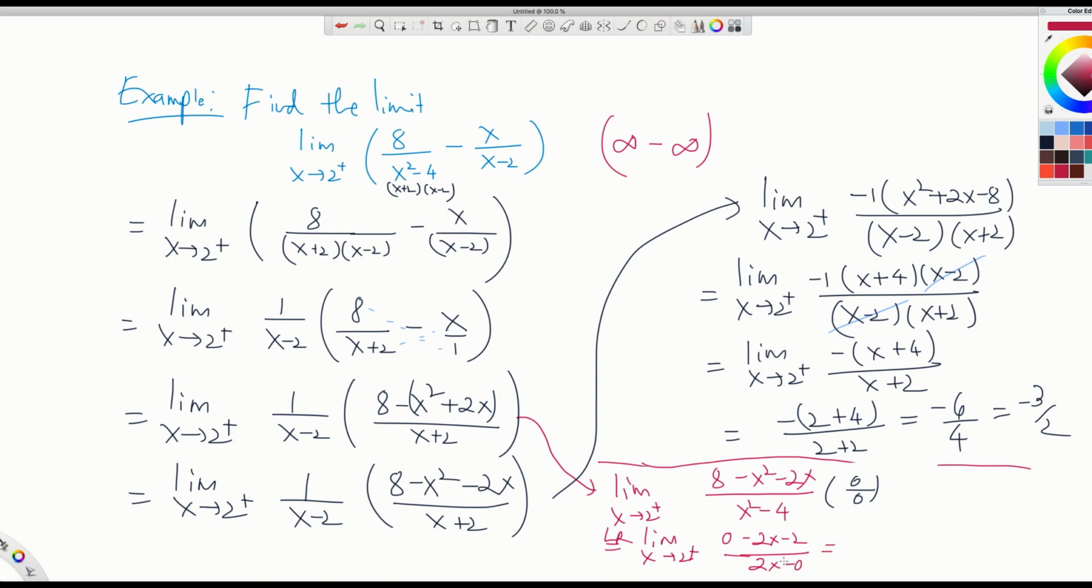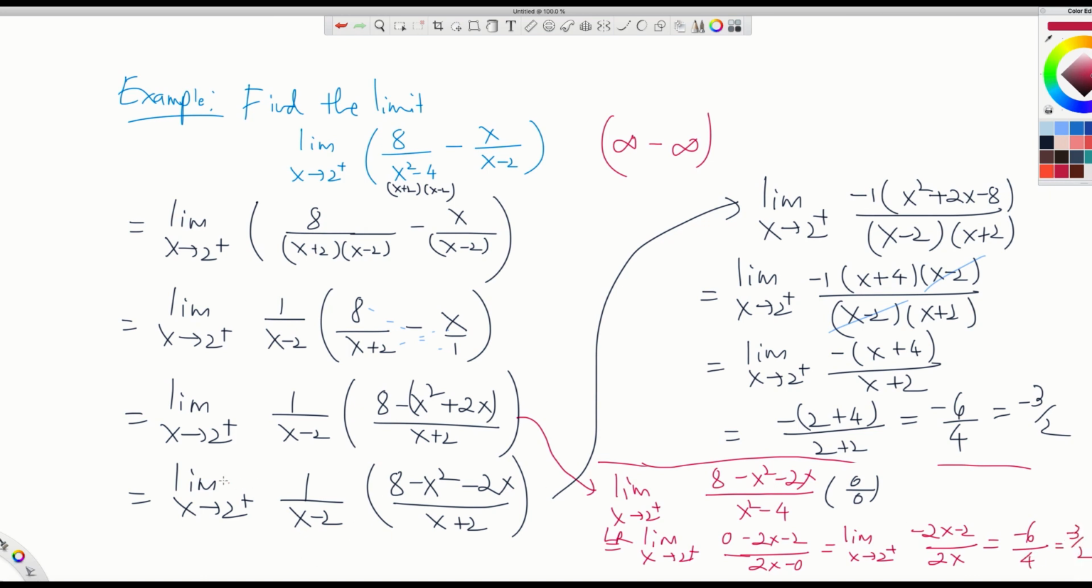So basically you will get limit x tends to 2 plus negative 2x minus 2 over 2x. If you plug in the limit, you will get negative 2 times 2 is negative 4, minus 2 is negative 6, over positive 4. That is negative 3/2.